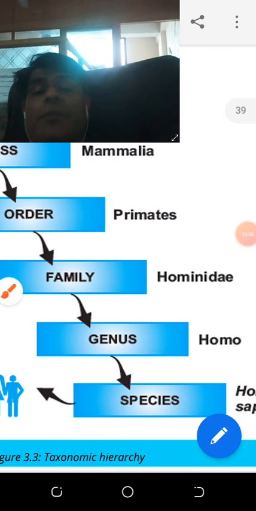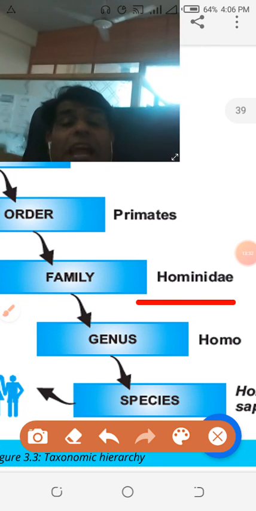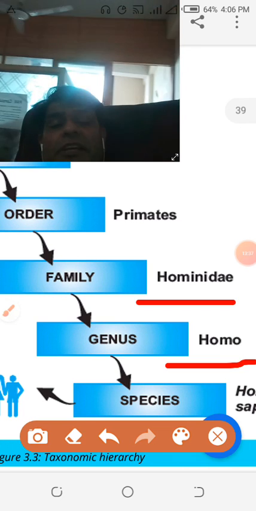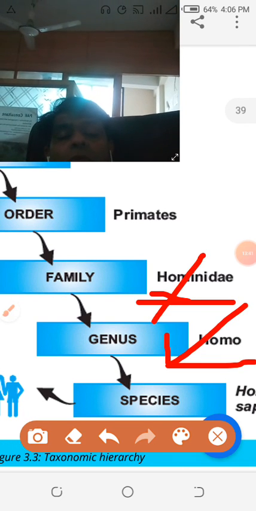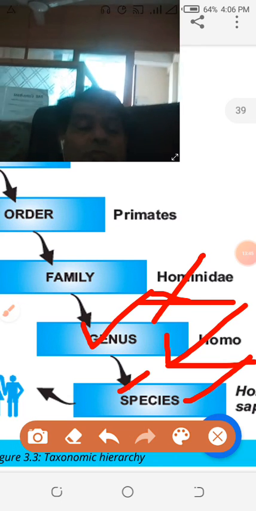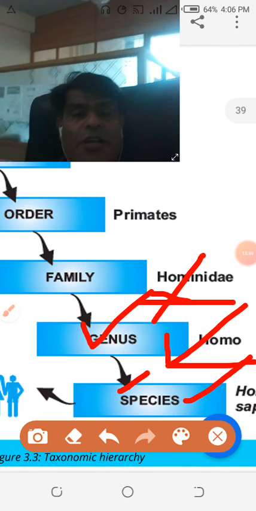Similarly, our family is much developed, hominid, and the genus and the species. I should drop hominid. The reason I tell you, this is not much important. These two are very important. Species and the genus, Homo sapiens. That was the name I was naming at the start of the lecture. Why I use the name Homo sapiens?